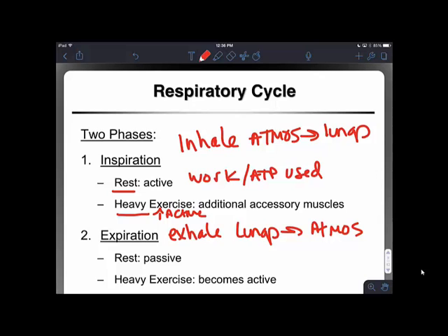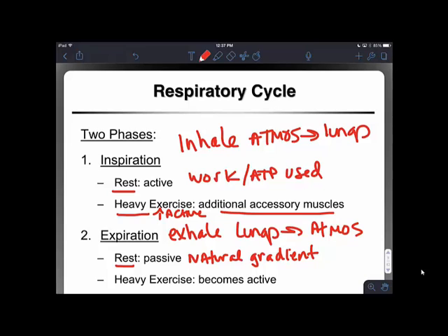And therefore some additional muscles become involved. And we're going to cover this in detail in the next recording, but I just want to set this up for now. Expiration at rest is passive. Okay? And what that means is in order to get air out of the lungs, we don't have to do any work. We don't have to use any ATP. So expiration at rest is passive because air will come out due to a natural pressure gradient that exists. So we don't have to do any work to exhale.